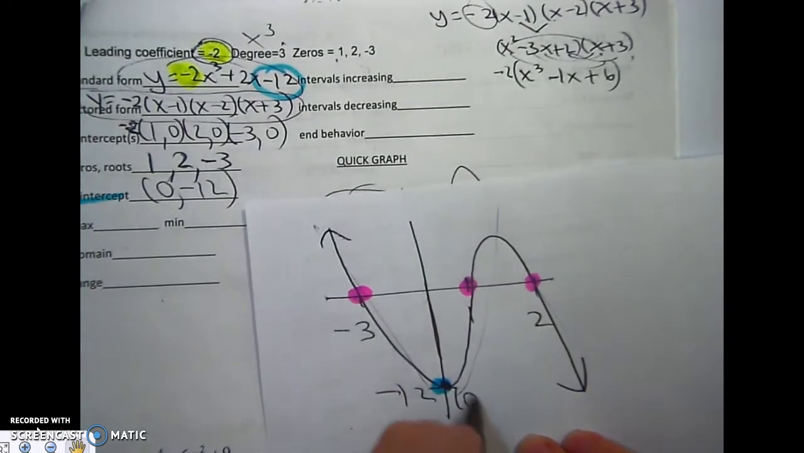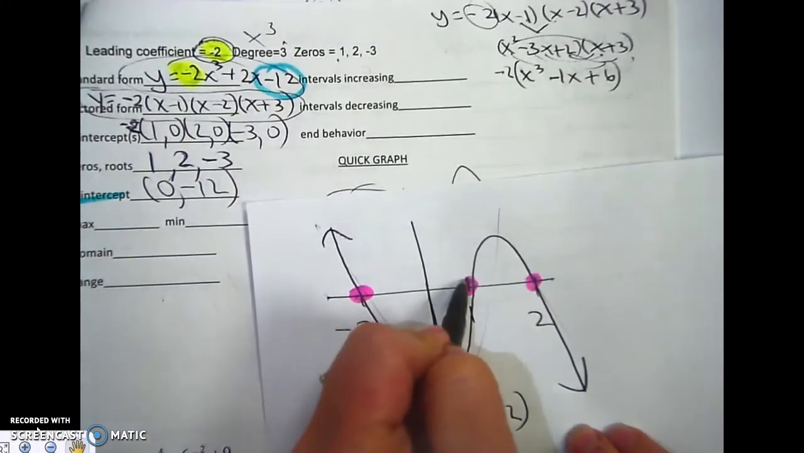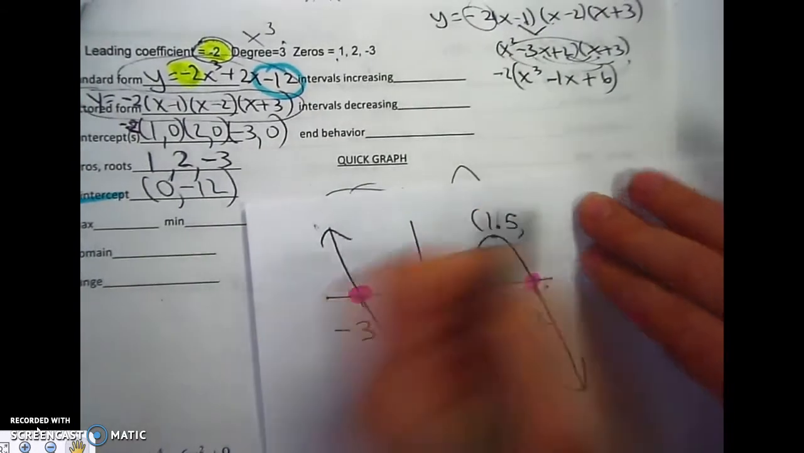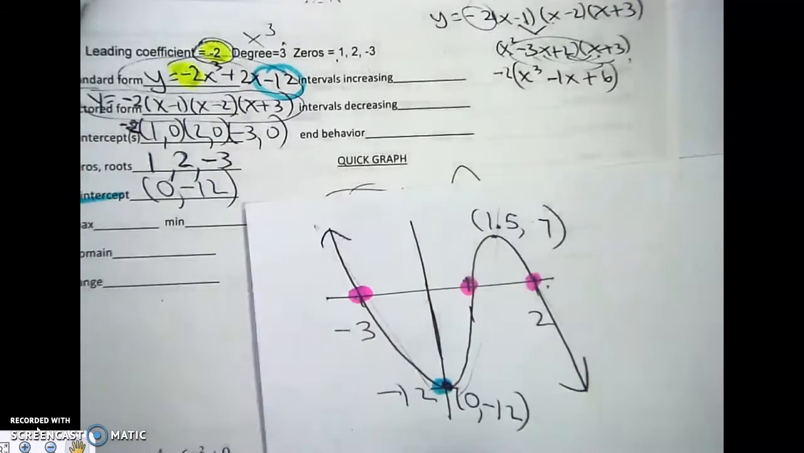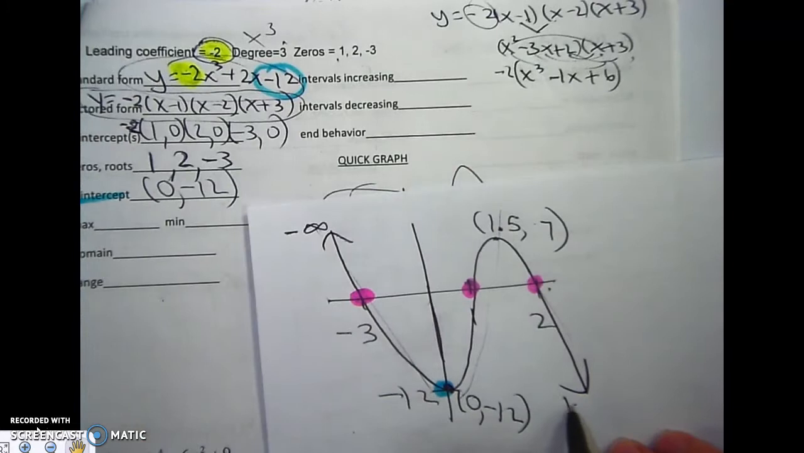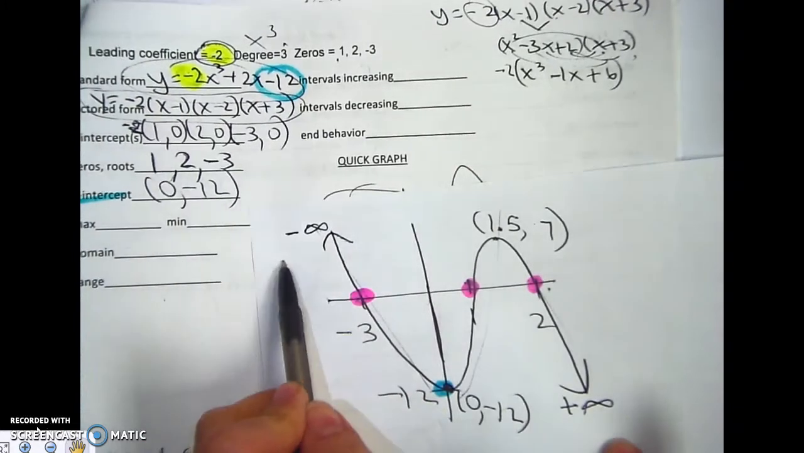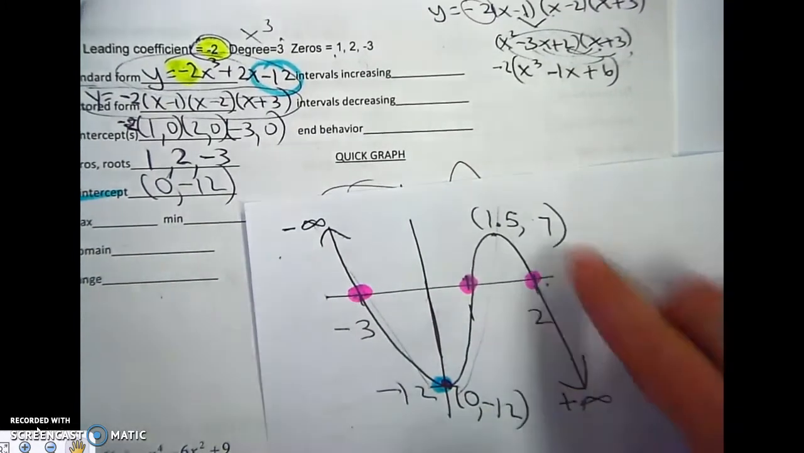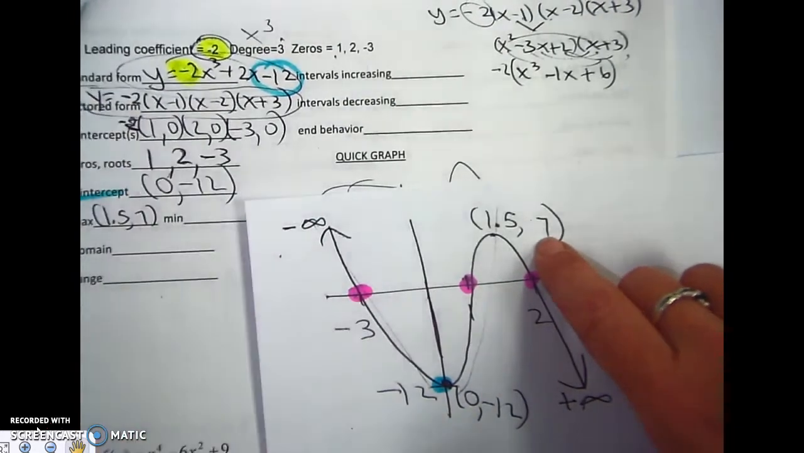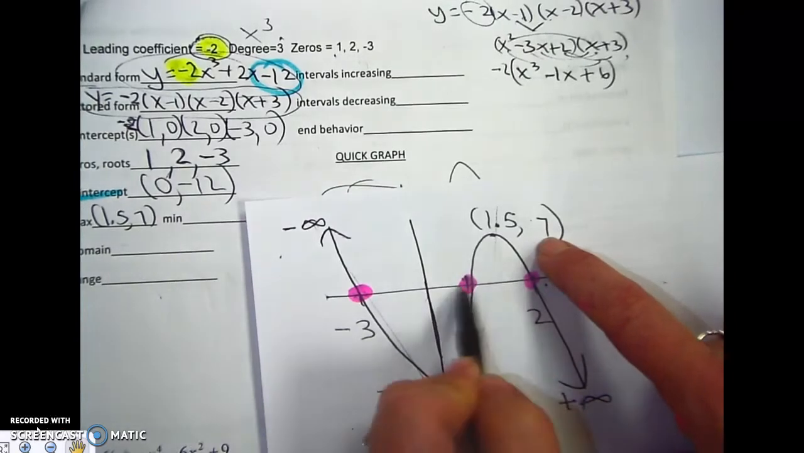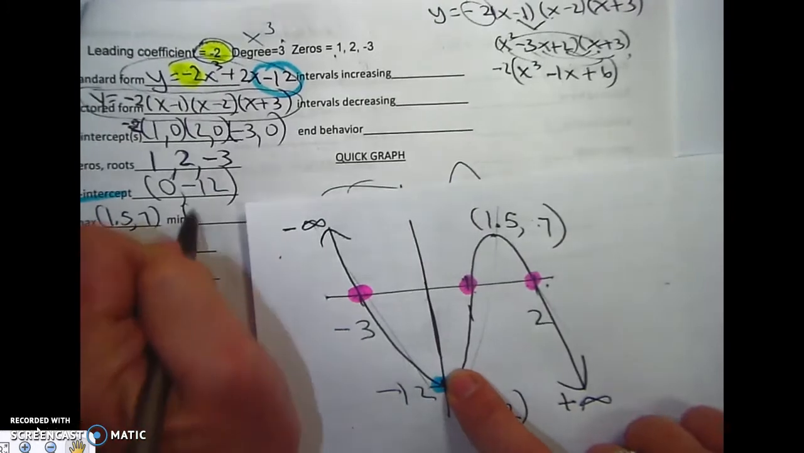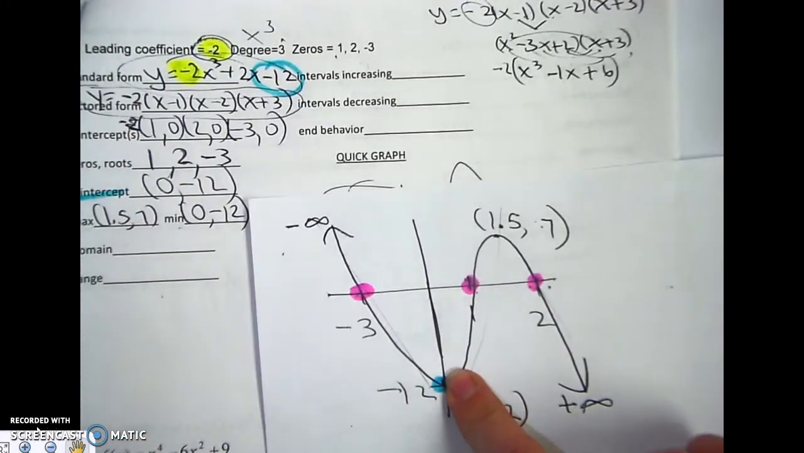Now I can fake graph. I will fake say that is my minimum. And since this is 1 and this is 2, this is 1.5, comma 7. Who cares? It's fake. Okay? This is negative infinity. This is positive infinity because it's what's to the right and to the left. Now, if we're going to play the max, this is my max, 1.5, comma 7. All of our answers will vary, but the x value needs to be between 1 and 2, and the y value needs to be positive. The minimum I decided was right there at the y-intercept, because that's the easiest for me.